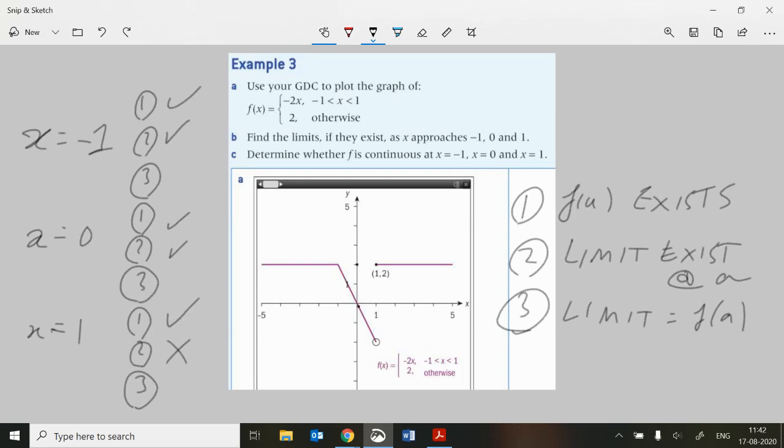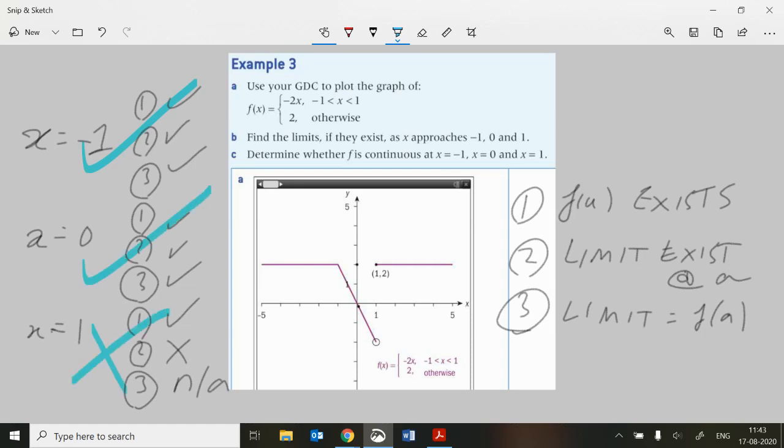Okay, but let's go a little further and look at the third part. Now, does the limit equal f of a? Did the limit equal f of minus 1? And f of minus 1 was equal to 2, and that was our limit as well. So yes, it did in that case, and yes, it did in this case as well. And the limit didn't exist here, so we can't answer this question. So that's not applicable there, because there is no limit to set equal to f of a in the first place. So whether or not it's continuous, now we can say yes, continuous, no, not continuous.